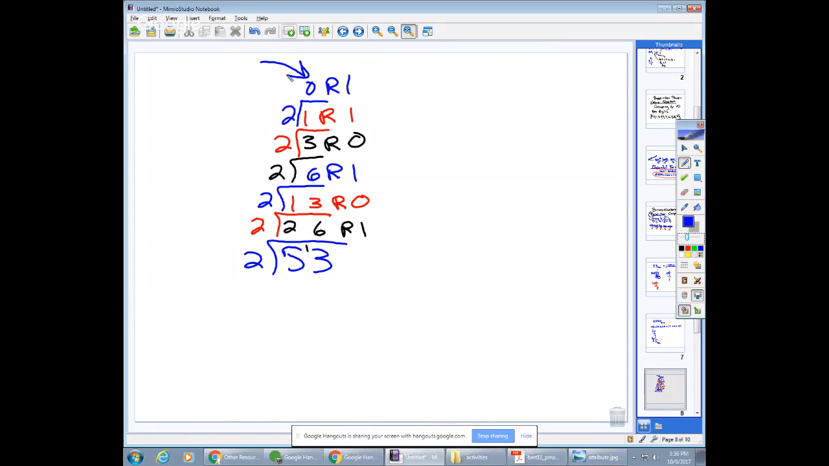Now, look at the numbers I've accumulated down that way. What can you tell me about all those remainders? It's the same as the number we just calculated by looking at the repeated division. So it's just a slightly different way of organizing the division, but it says, hey, there's your answer. It's 1, 1, 0, 1, 0, 1. Why does this work? Well, it's all about grouping.